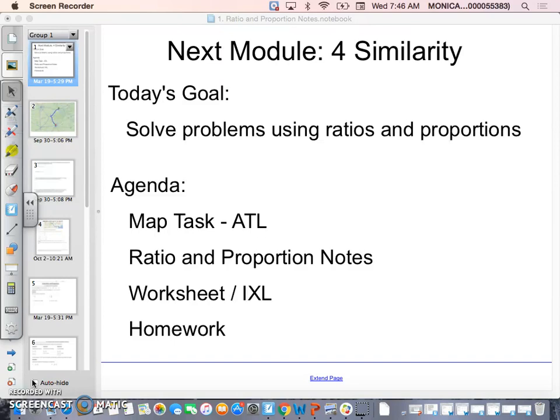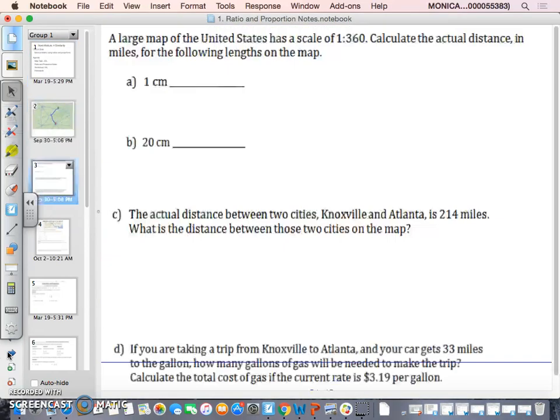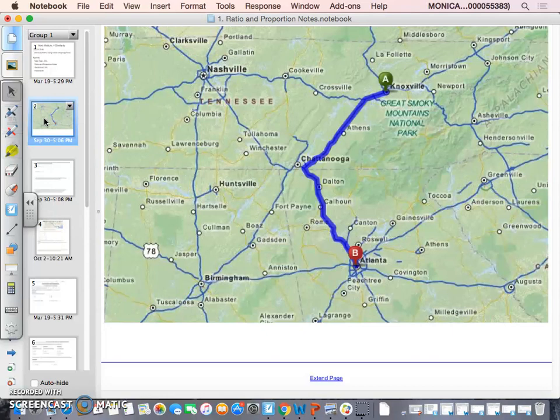Here is a map. This is one of the biggest ways we use ratios and proportions. On your telephone, when you do a MapQuest or Google Maps, you're actually taking the world and shrinking it down by a ratio. And you can use that ratio to set up a proportion to figure out how far you're traveling. Next week I'm going to be going from Knoxville to Atlanta, and here's a map of how to get there.